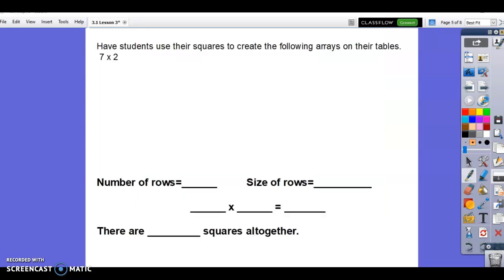Okay, so we're going to start with our squares, and I want you to use your squares to make 7 groups of 2. And remember, you're making an array. So this should be super neat. Your squares should be touching like we've done before. Okay? Pause the video and see if you can make an array that's 7 groups of 2.